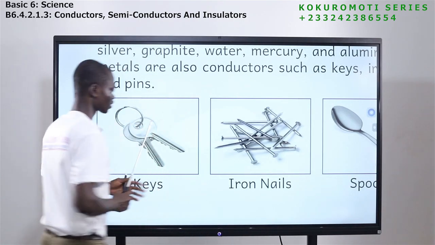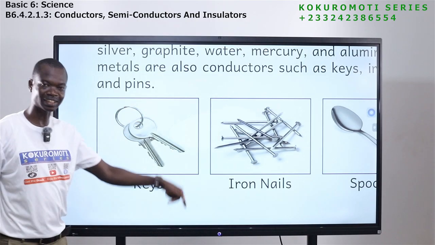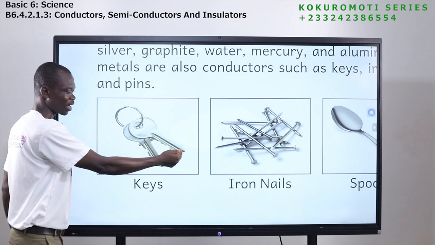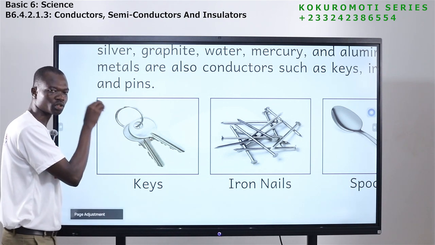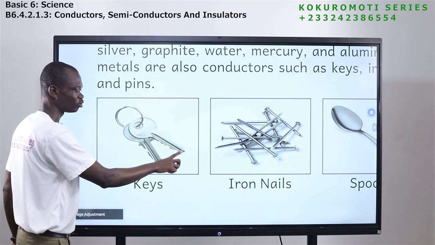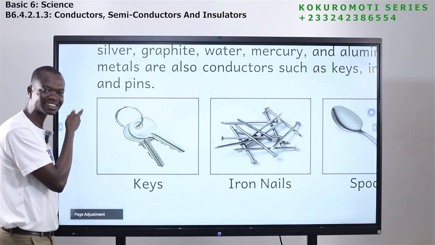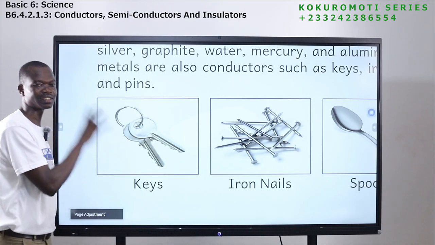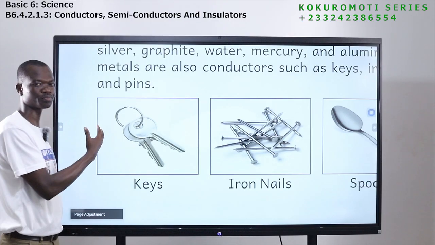If you hold this side of the key and this side, you put it in fire, after some time you see the heat will pass through and then come to where your fingers or your hands are. It means that if you apply heat to this side, it will pass through, go to the other end or all other parts. That is why we say this is what? A conductor, because heat can travel through, heat can pass through.